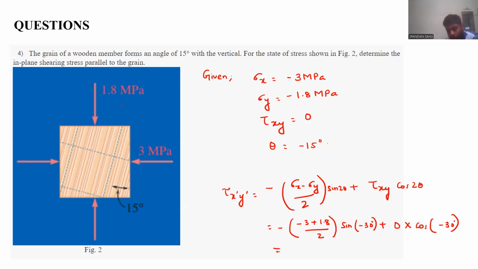Please let me know the final answer, what you are getting. What is the final value? 0.3 MPa, positive. Yeah. Positive means tensile.